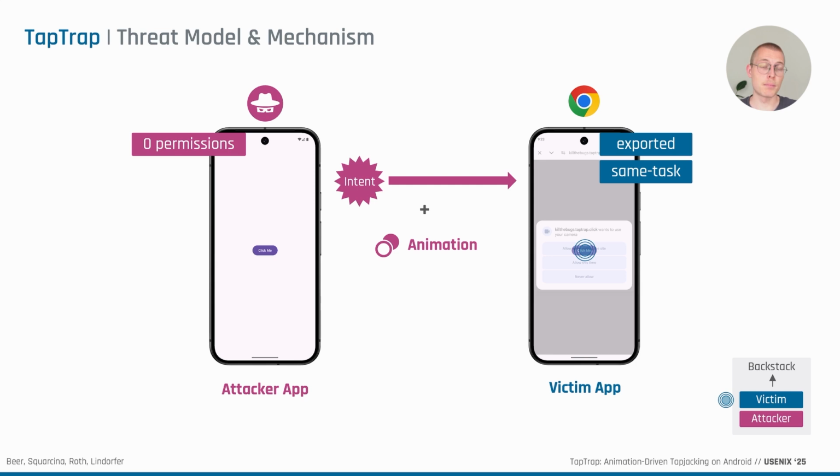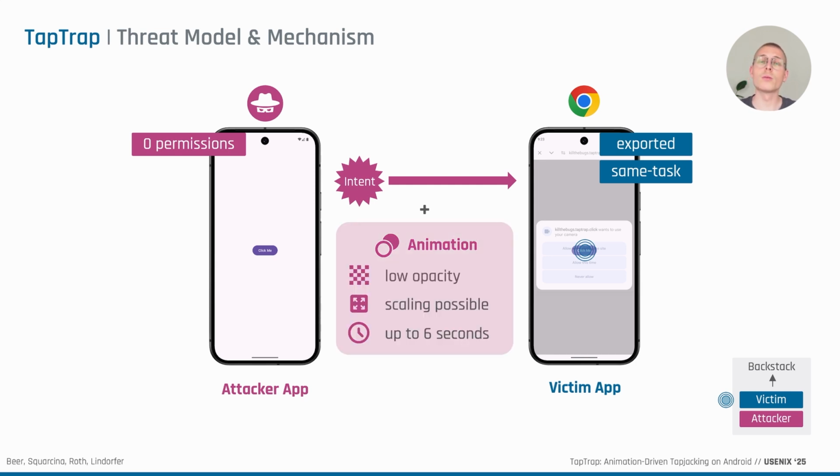This animation that can be passed in also has some other nice properties. First of all, we've already heard that it can change the opacity of the new activity, so it can make the new activity transparent, but it can also scale the new activity. So an attacker can, for example, zoom into the allow button until it spans the whole screen. And then it doesn't matter anymore where on the screen the user clicks, as every single click on the screen is redirected to the allow button. And the animation can last for up to 6 seconds, and after 6 seconds, the attacker can repeat the attack.